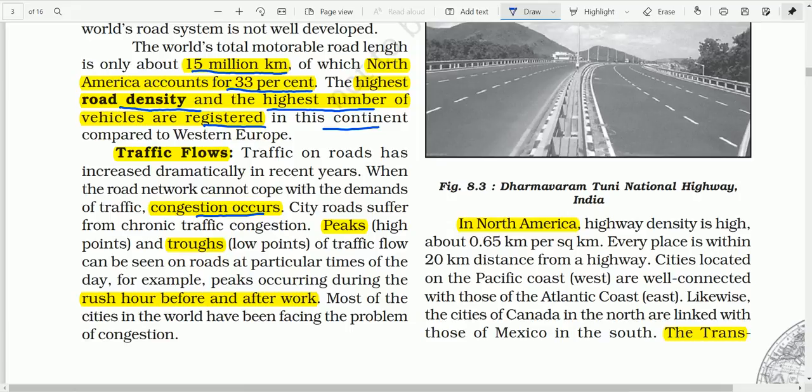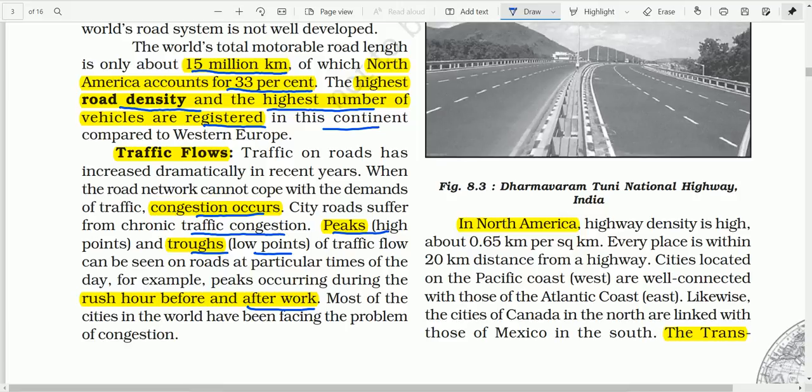City roads suffer from chronic traffic congestion. This is very common in India also. Maybe in Delhi, Mumbai, traffic jam and traffic congestion is a common problem during the peak hours. If you visit the big cities of India, then you will find the same problem. Peaks, the high points, and troughs, the low points, of traffic flow can be seen on roads at particular times of the day, for example, peaks occurring during the rush hour or after work.